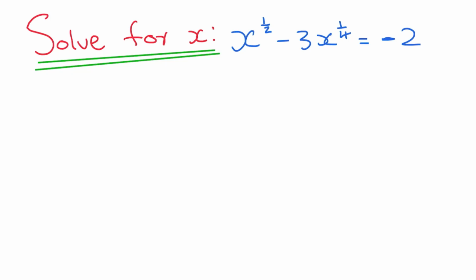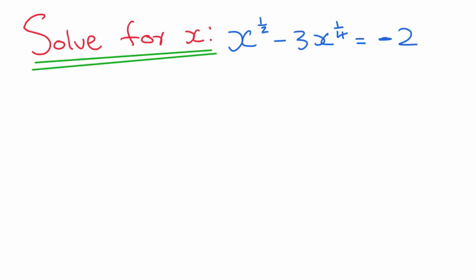Welcome back. This one I want us to do very fast, quickly, and at a very high speed, right? As you can see on the question, they tell us that we should solve for x where we have x to the exponent of half, minus 3x to the exponent of 1 over 4, which is all equal to -2.